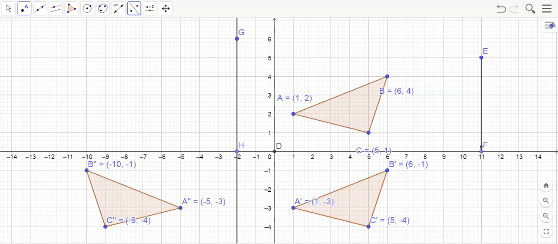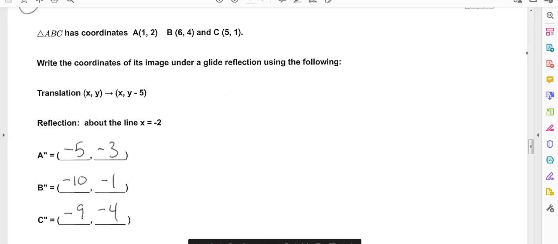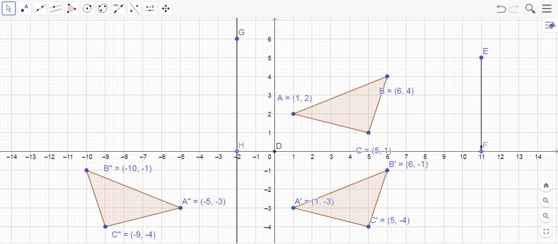So it looks like we got some new coordinates. Hopefully these match up with our answer key. -5, -3, -10, 1, -9, -4. Is that good? -9, -4, money. So translation, flip. And then we have a couple left.